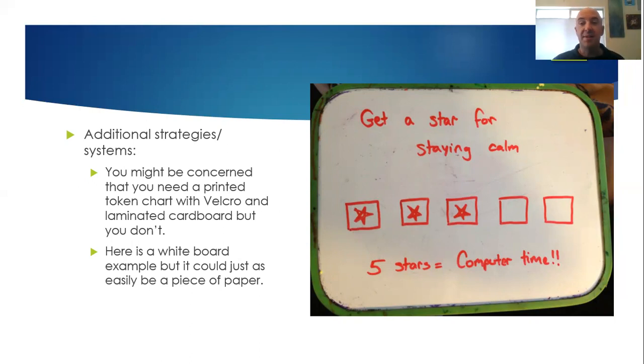Sometimes as adults, we want to make something more exciting and we want it to look awesome and cool. But really at the end of the day, it's just a representation of that student making progress toward their goal. And so if it's a whiteboard, if it's a dry erase, if it's a full token chart with Velcro and laminated parts, that's great. But at the end of the day, it's really about getting them progress toward their goal.